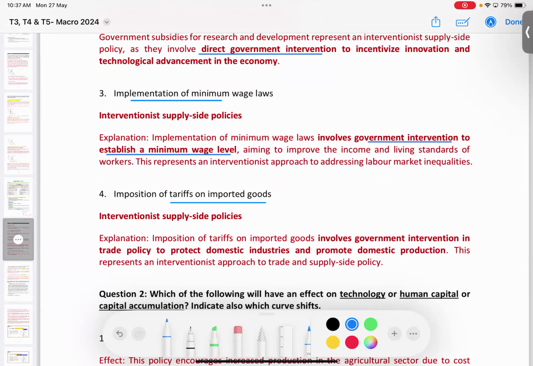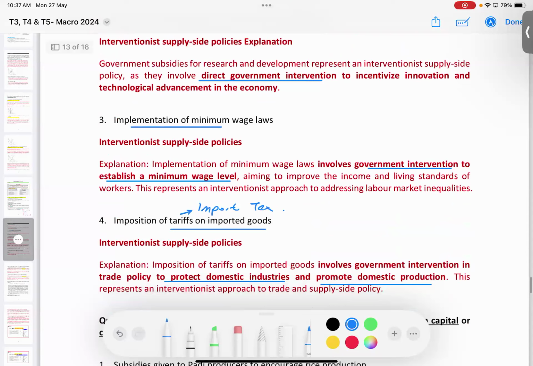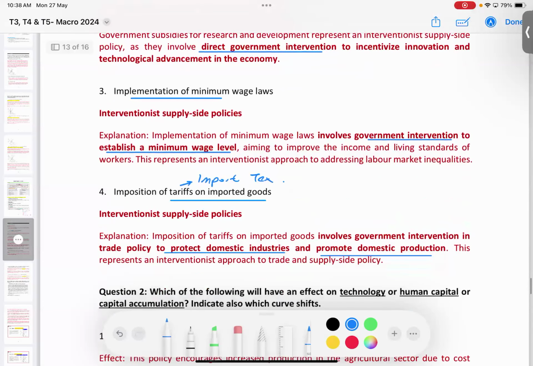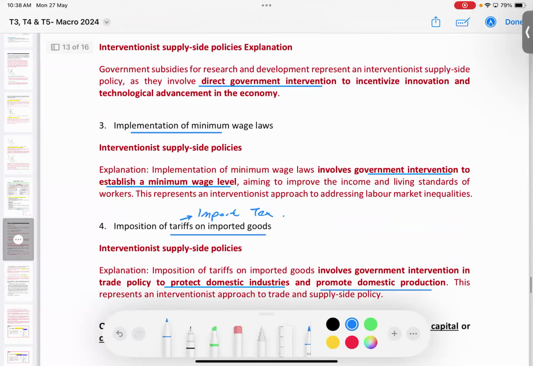Again, imposition of a tariff is government intervention, therefore that's also called an interventionist approach. Government imposes a tariff. Tariff means import tax, to protect the domestic industry and domestic production. So the first question is just to identify whether it's a market approach or interventionist approach.